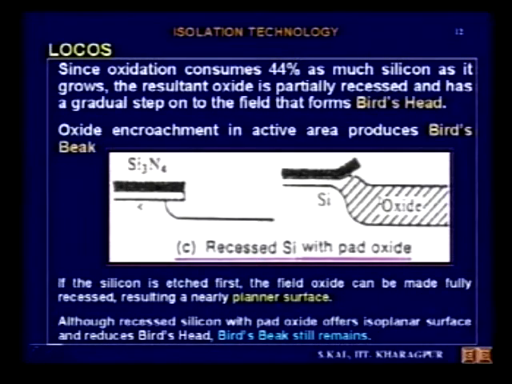What is that? The lateral encroachment. This is the bird's beak, because the oxide should start from here up to this. Just directly here the oxide should start. But because of the pad oxide, lateral oxide will grow like this, and it will encroach some of the area below the silicon nitride. This area has been consumed, and here forms the bird's beak. Now how to remove that bird's beak formation?